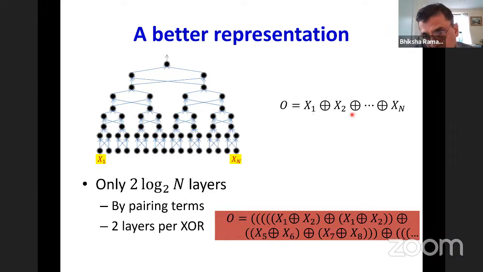Consider this: x1 XOR x2 XOR all the way to xn. The XOR is associative. So what I can do is XOR the first 2, then I can, yes, Nick?